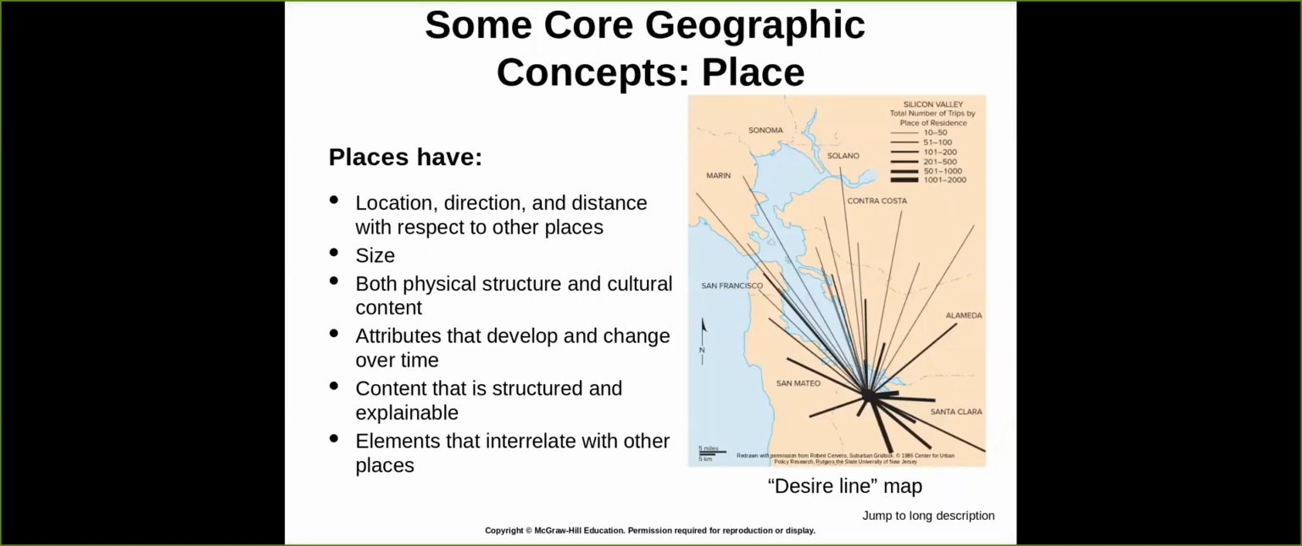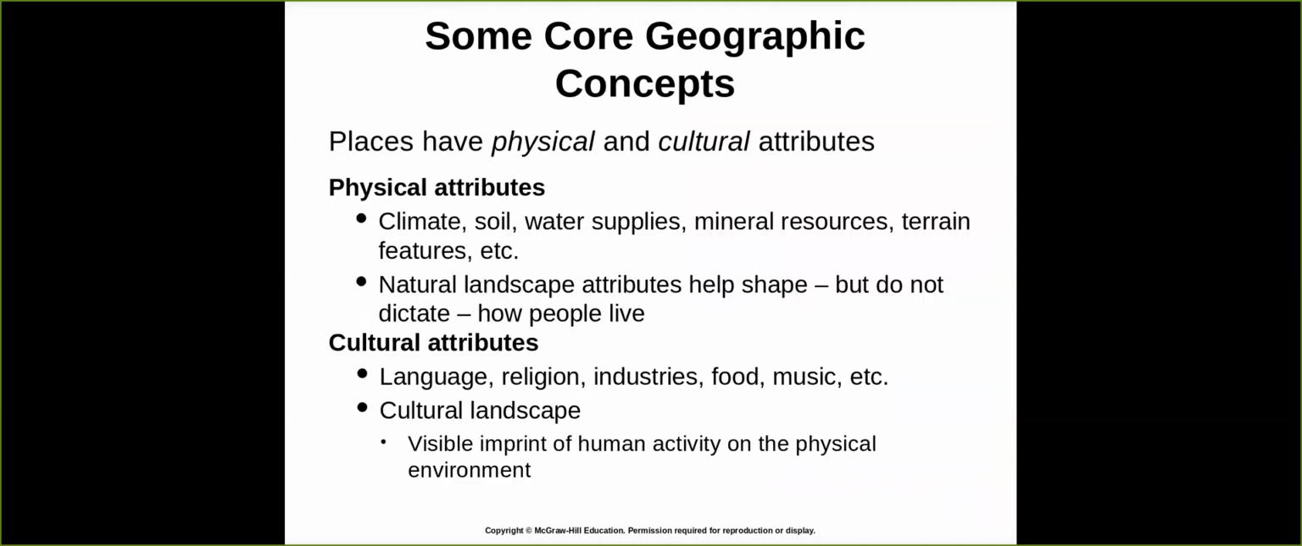Here we're getting into place now. Places have location. They have direction, they have distance with respect to other places. They'll have a size. They have effectively a physical structure, the environmental background, and then they have the cultural content. So a place is the marrying of the physical location with cultural content, and that content can be structured and explained. And it's that overlay of environment and human content that actually begins to define what is a place, and that makes a place distinct from other places.